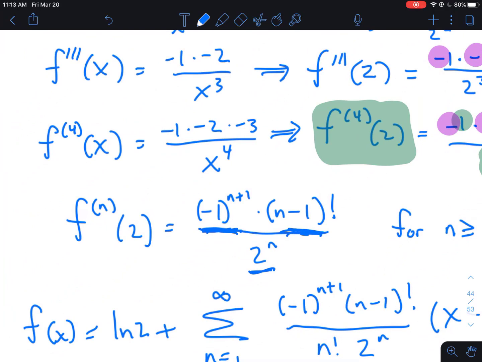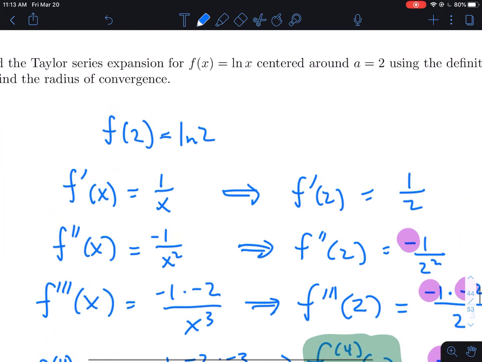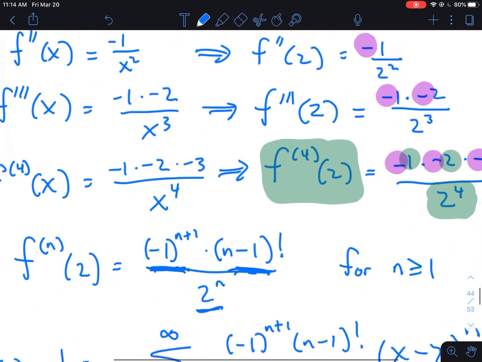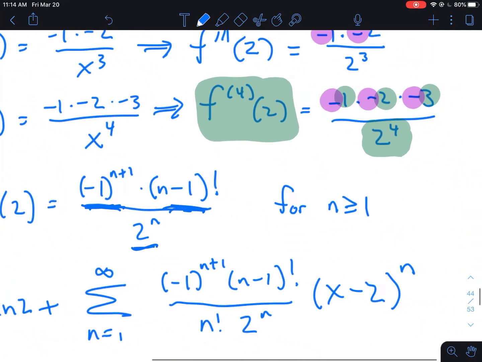And notice this works essentially, except for this first one. This first one's a bit of a problem, right? It's just the natural log of 2, and that's the only one that really doesn't fit the form, so I'm just going to take it off to the side here and forget about that to some extent. So notice I've just written this for n greater than or equal to 1.